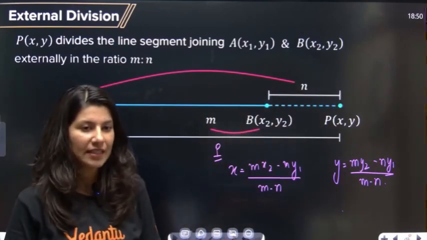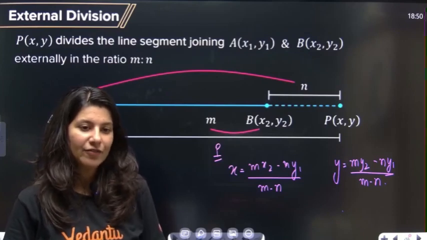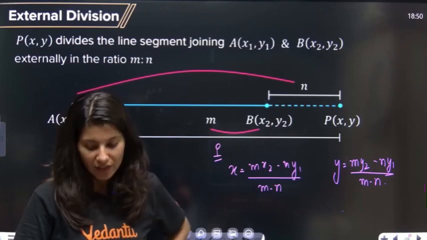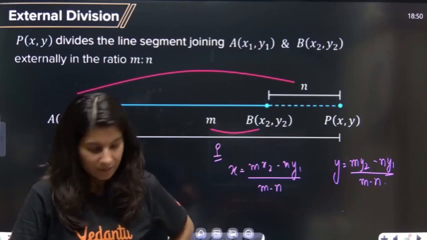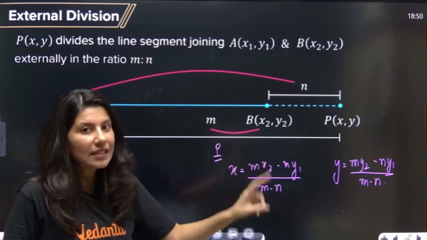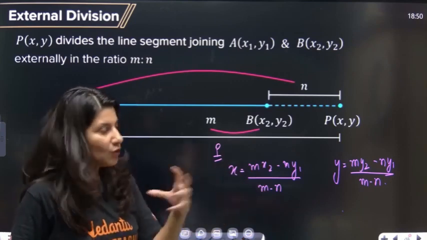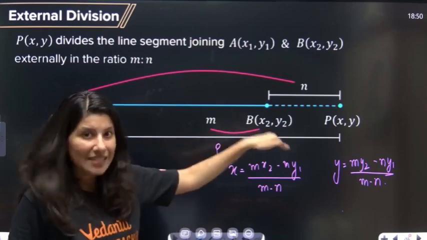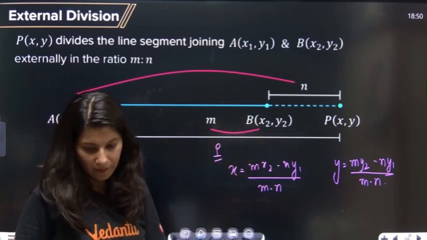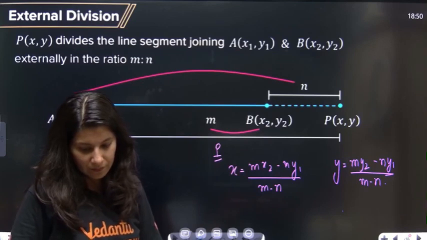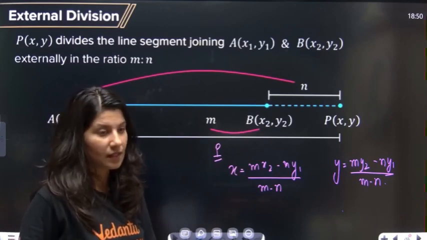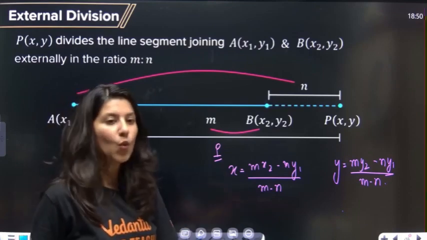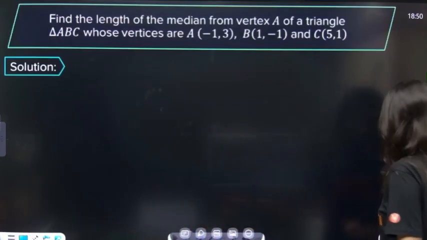Everybody getting it? If this is something you are already getting, then we can start off with the problems. The only difference between external and internal division is what? Visually, P will lie inside in internal division, and P will lie outside in external division. And the negative sign is the only difference in the formula. Let's start with the question.